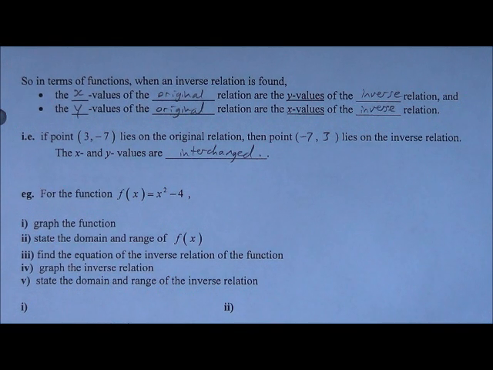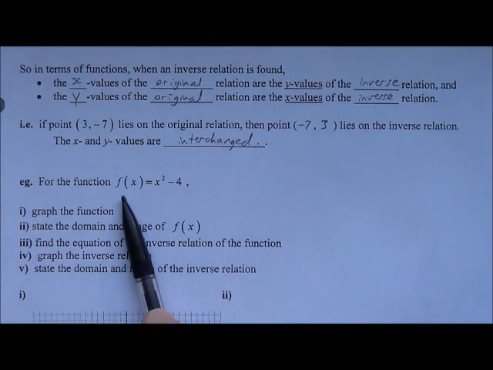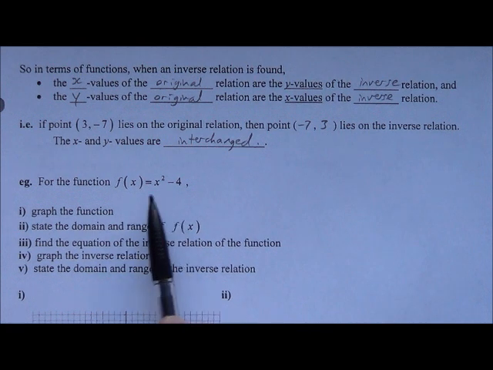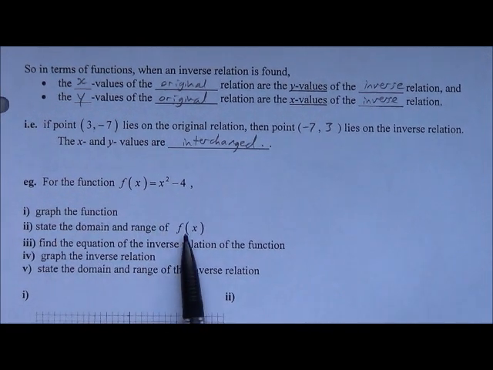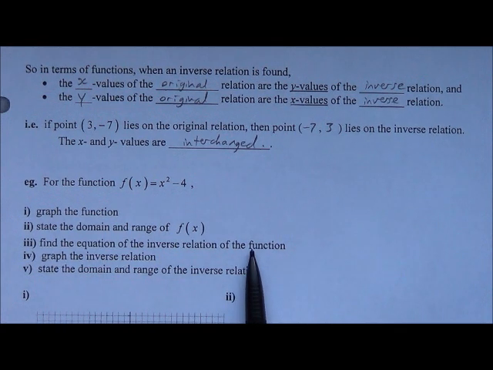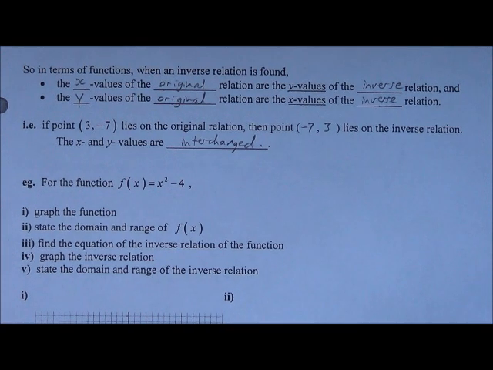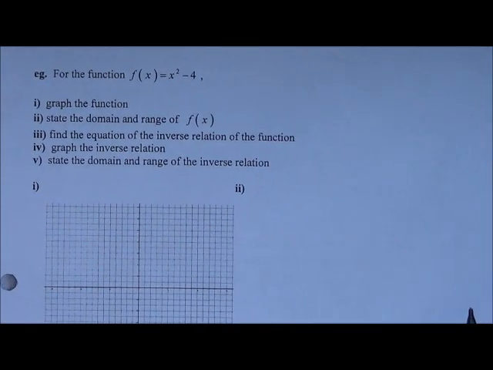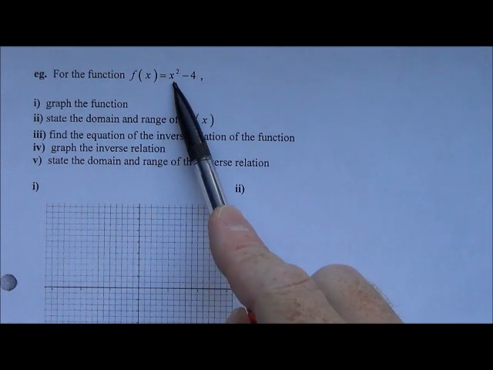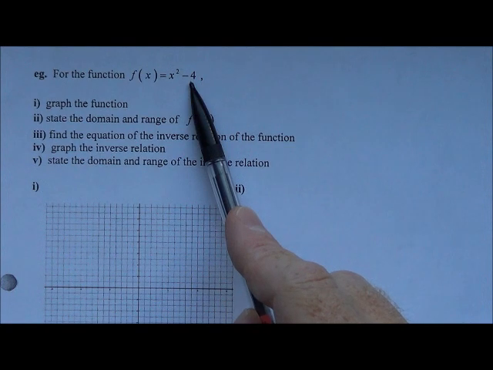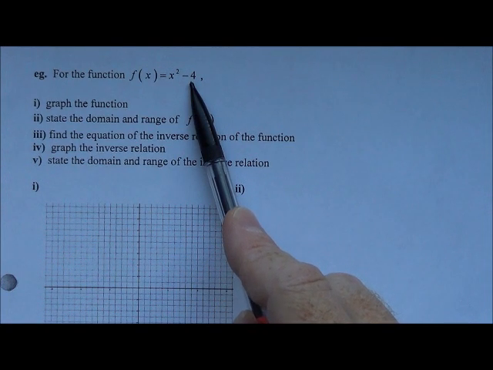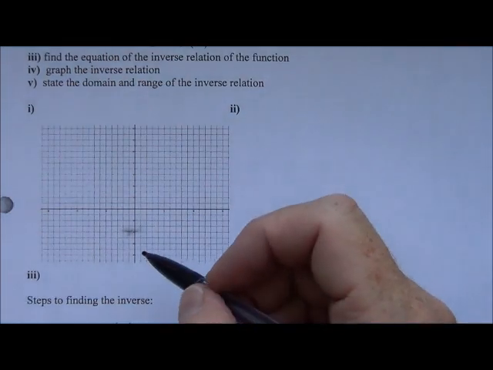So what we want to do here, for this next example, is take f of x equals x squared minus 4. I want to graph it, state the domain and range, and then we want to find the equation of the inverse relation, graph the inverse relation, and state the domain and range of the inverse. Okay, so what kind of graph is that? What kind of shape? And how has that been transformed? Okay, so we're going to graph this.